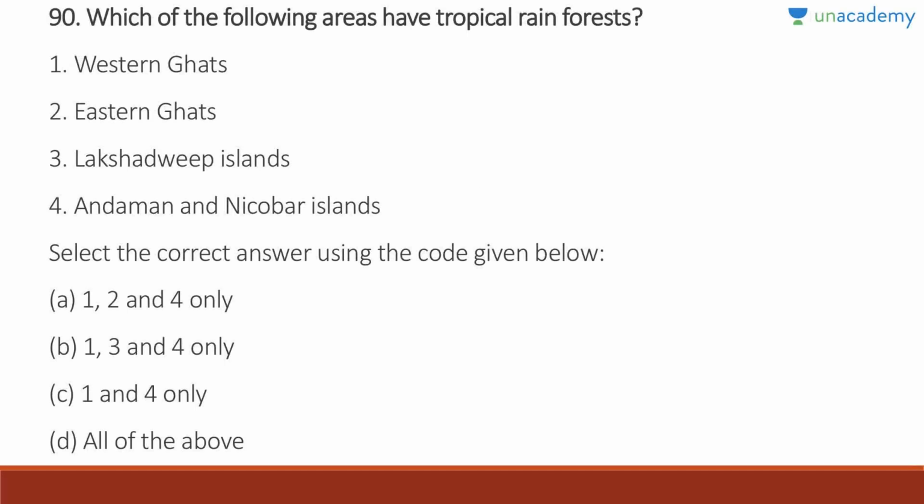Question number 90. Which of the following areas have tropical rainforest? Western Ghats, yes, it has tropical rainforest. Eastern Ghats do not have tropical rainforest. Lakshadweep Islands, no. Andaman and Nicobar Islands, yes. So answer here is C, 1 and 4.